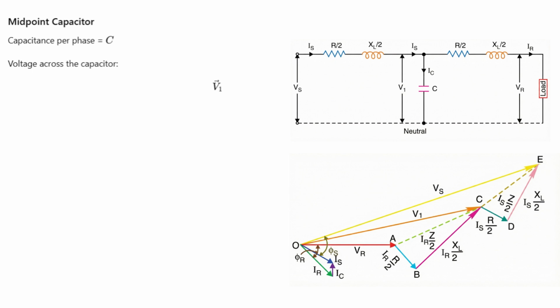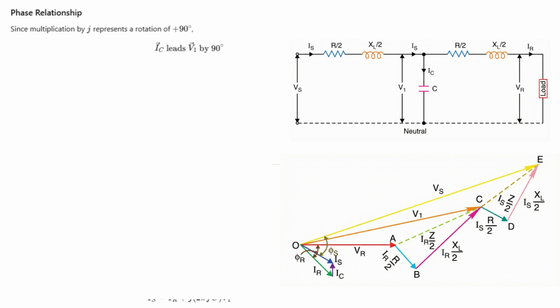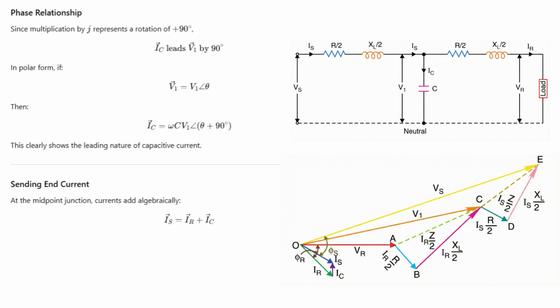At the midpoint sits the capacitor C. The voltage across it is V1. The capacitive current IC equals j omega C multiplied by V1, or IC equals j2 pi fC multiplied by V1. Since multiplication by j means a rotation of 90 degrees anticlockwise, IC leads V1 by 90 degrees. Now, the sending end current IS equals IR plus IC, because the capacitor current adds to the load current at the midpoint.